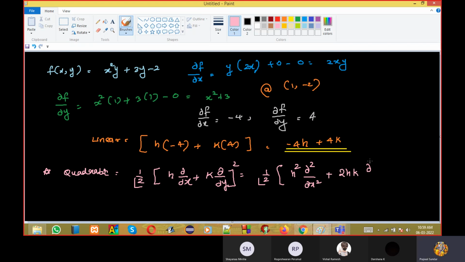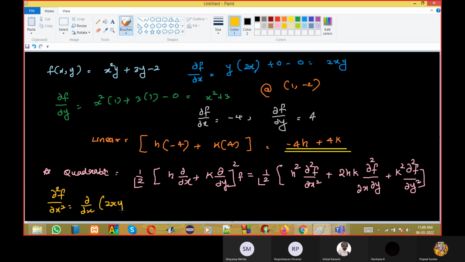So then I'll write 2ab: h squared into dou squared by dou x squared, plus 2hk dou squared by dou x dou y, plus k squared into dou squared by dou y squared, all acting on f. Write f here. Can you do it? First you find all the values. What will dou squared f by dou x squared be? It will be dou by dou x of what we already differentiated, 2xy, so this will be 2y. And at 1 comma minus 2, what will it be?